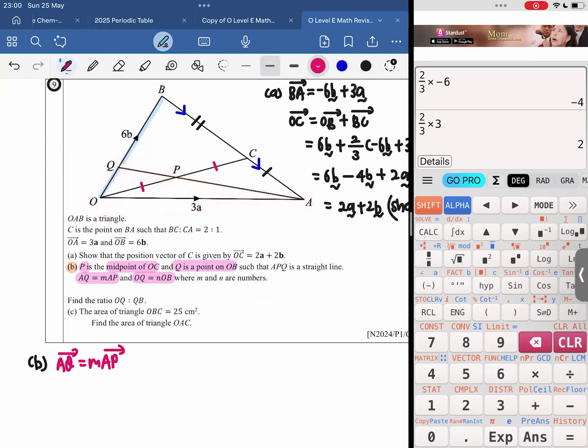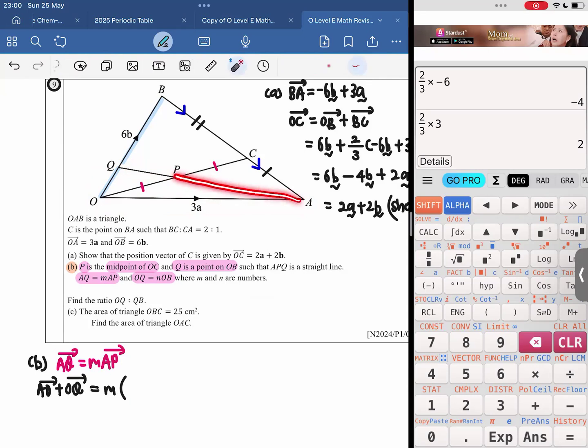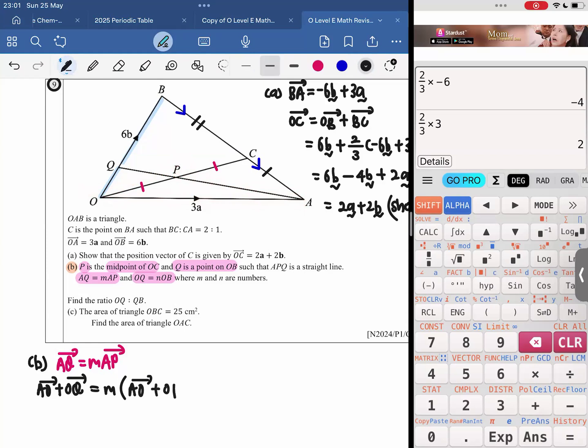Agree with me? So what I'm going to do is write that down. AO and OQ. Then after that, this is M. Okay, let me just do that. So what do you get for AP? Let's see, where is AP? Okay, AP is here, right? So if you want to get to AP, you can go AO and OP. That's one possible way. So AO and OP from here.